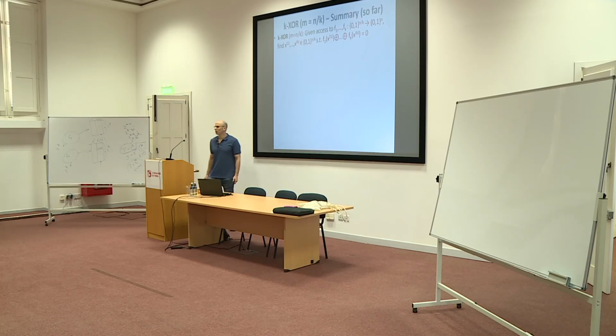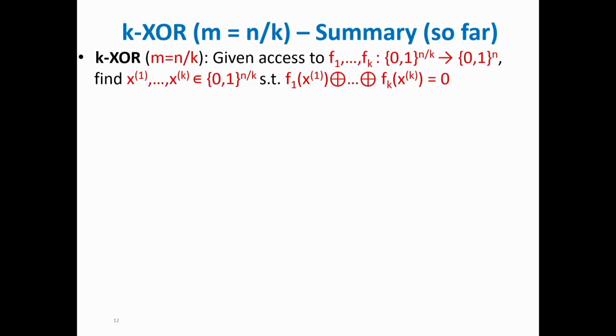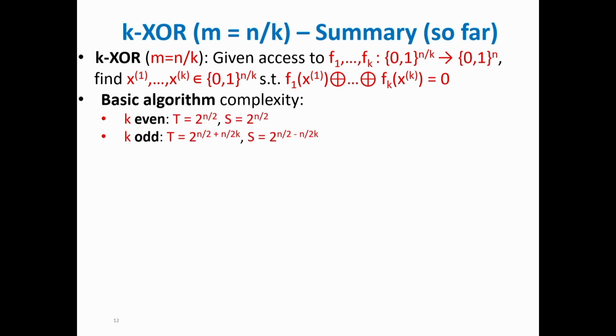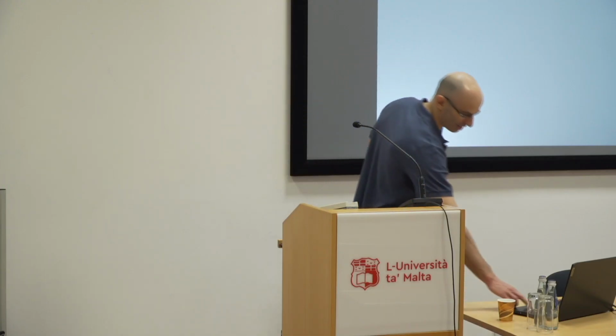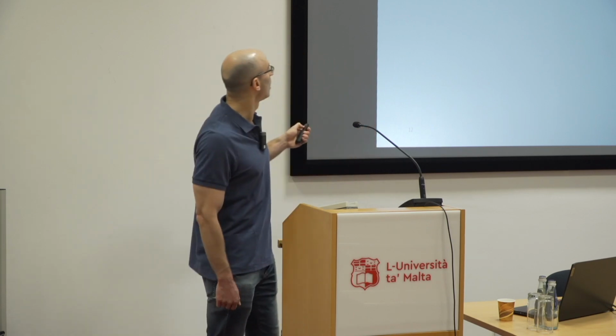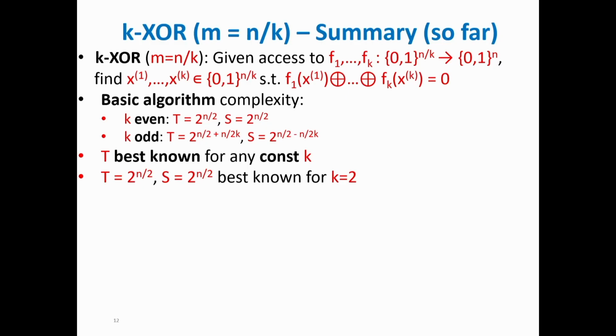Okay, so let's talk about the summary so far. We talked about very basic algorithms for the k-XOR problem. For the basic algorithm that I just showed you, for k even, we get t equals 2 to the n over 2 and s equals 2 to the n over 2. For k odd, we get time 2 to the n over 2 plus some leftover n divided by 2k, and the space is 2 to the n divided by 2 minus n over 2k. The time complexity is the best known for any constant k, and the time and space complexity are the best known for k equals 2.